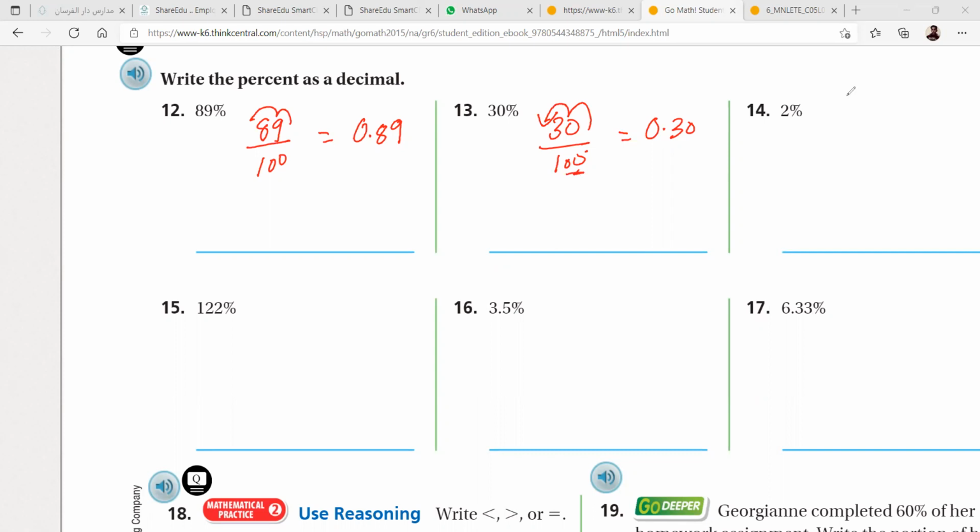Yes. 2%. How can I write 2% as a decimal? 2 over 100. Very good. And then the decimal place, where will it move? 1 and 2. Now, how do you write it?